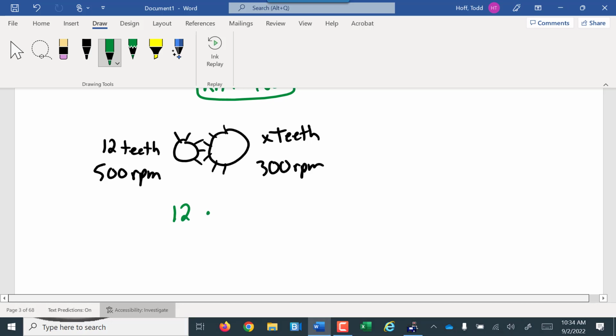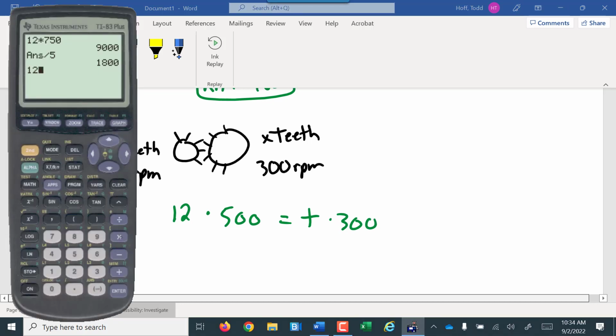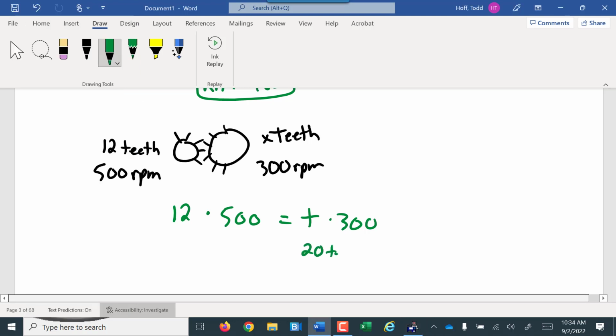So instead of diameter now, it's the number of teeth times the RPM. So 12 times 500 equals that number of teeth times 300. So yeah, 12 times 500 is 6,000. Divided by 300. 20 teeth. Any questions on those?